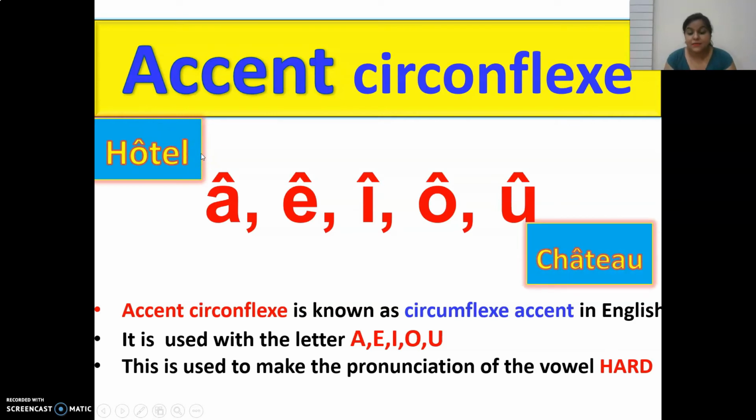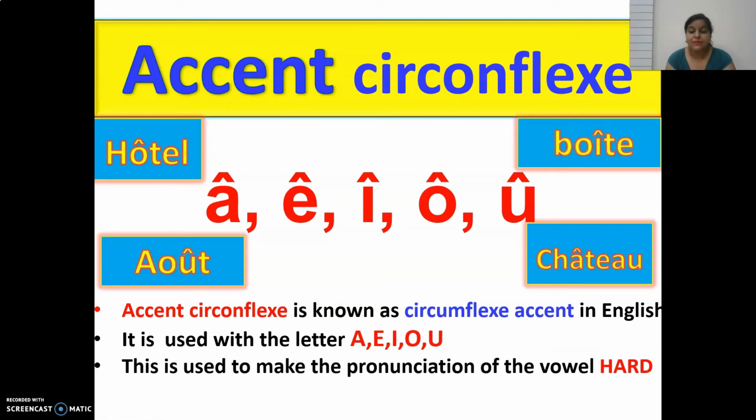Let's see another example. Château, château. Château is castle. Now here I'm focusing on the sound A. Let's see another example. Août, août. In this word I'm focusing on the sound U, and if you have seen my video of months of the year, then you might know that août means August.